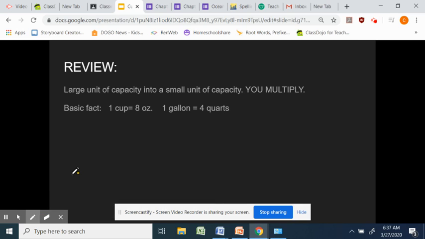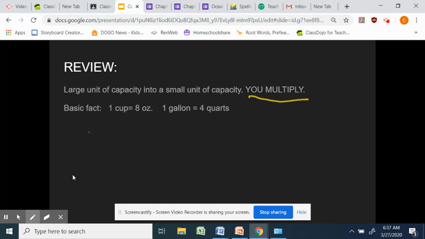Okay, guys. So, quick review of what you've been doing: we've been converting from a large unit of capacity into a small unit of capacity. And we said that when you do that, you multiply. So, just a quick review.